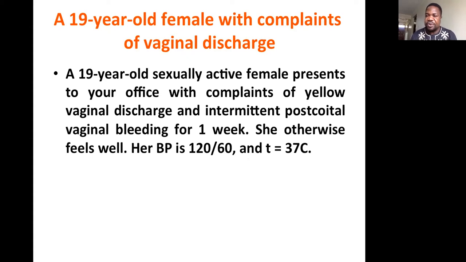So for the past 1 week, what it means is that from time to time after having intercourse, she can see that there is a bit of vaginal bleeding, for the past 1 week. She otherwise feels well. Her blood pressure is normal, 120/60, and the temperature is normal, it's 37 degrees.